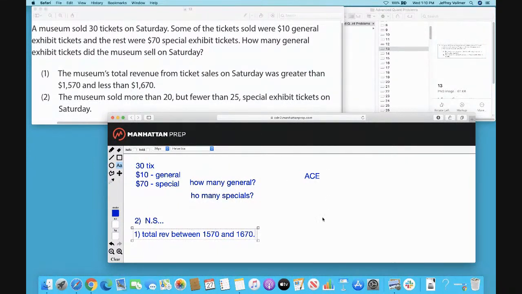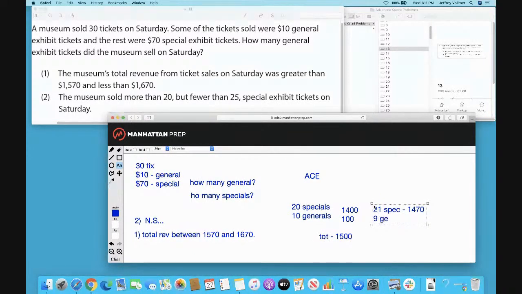So what I'm going to do here is suppose there's 20 special tickets and 10 generals. If there were 20 specials, that would be $1,400, and the 10 generals would be an extra $100. So that would give me a total of $1,500. Now what I know is every time I want to trade a general ticket in for a special, so if there were 21 specials, that would now be $1,470.